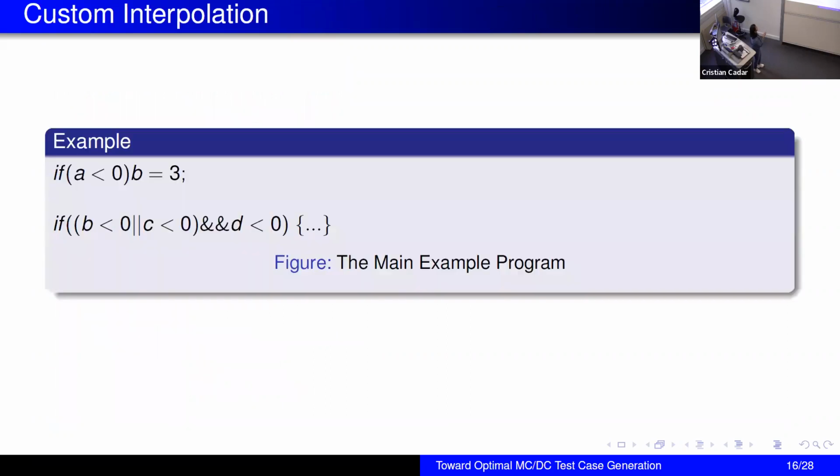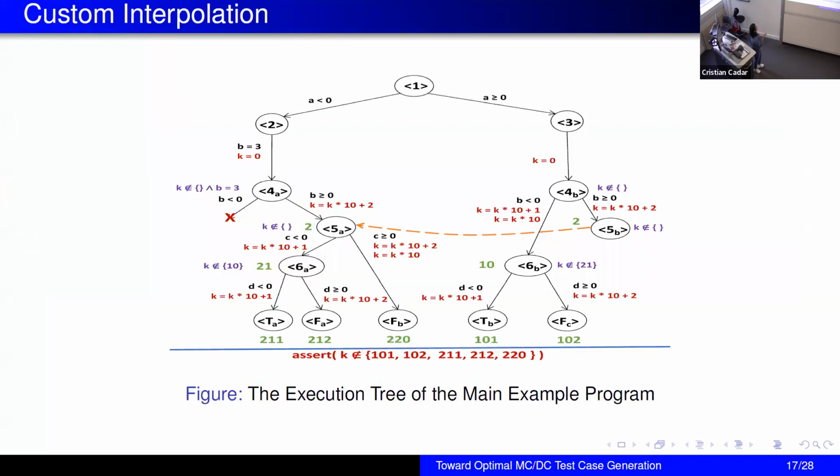For example, this is the old predicate that we have seen, and with this we have added one more condition. Then this is the execution tree for that example program. We can see that when we are coming from node 1, 2 and node 4a, we have an infeasible path, because here the condition b is equal to 3 and we require b is less than 0. To maintain this infeasibility, we generate an interpolant b equal to 3.